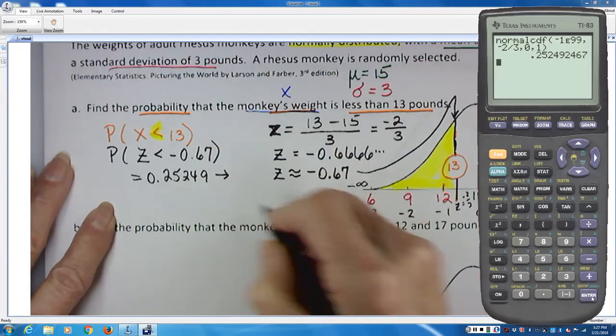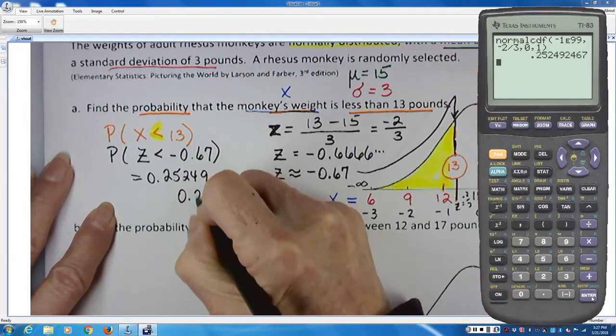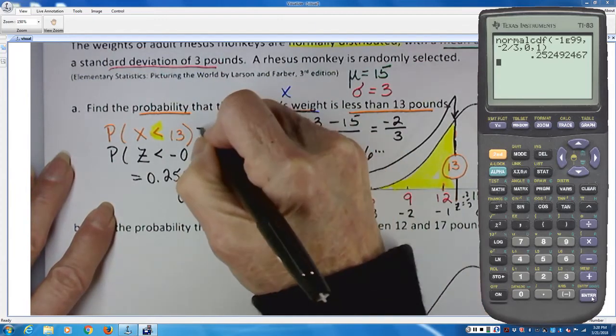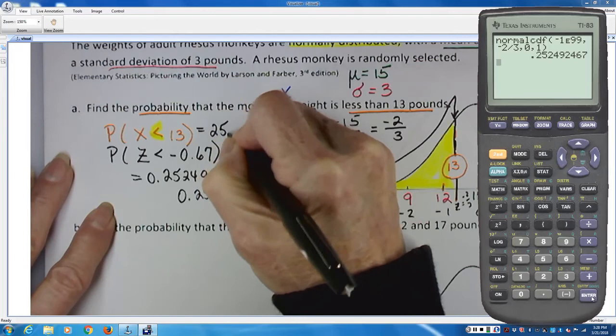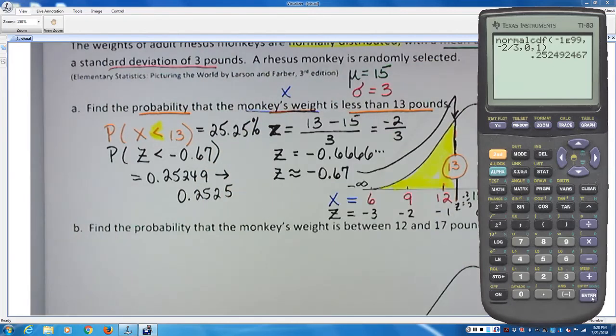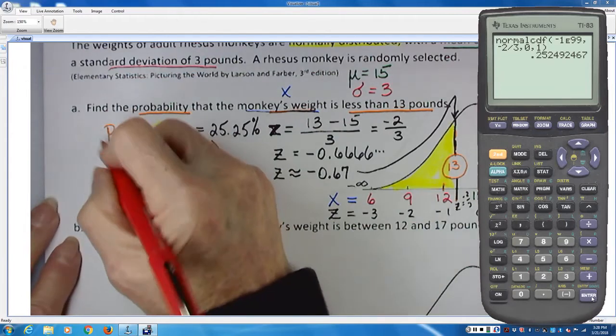So we're going to call that 0.2525. So that means there's a 25.25% chance that a monkey selected at random would weigh less than 13 pounds. But because of the relationship between the x's and the z-scores, we could also do this by calculating this.